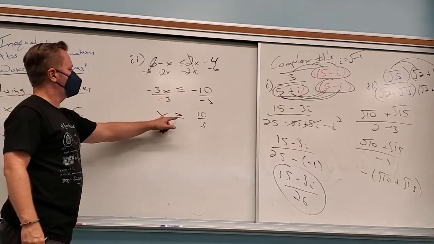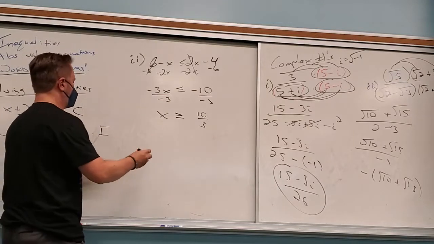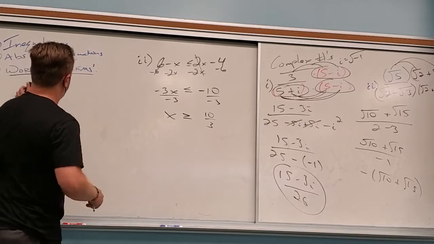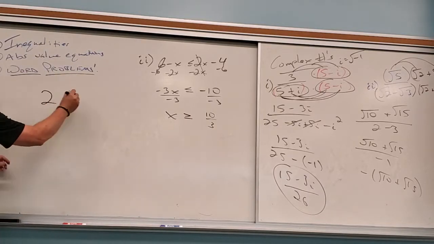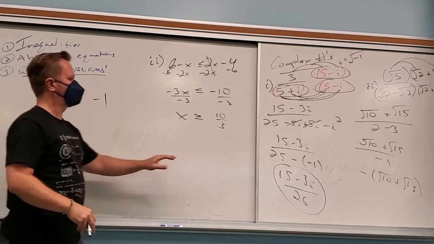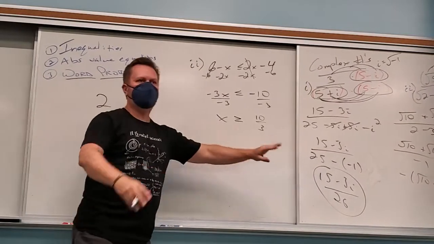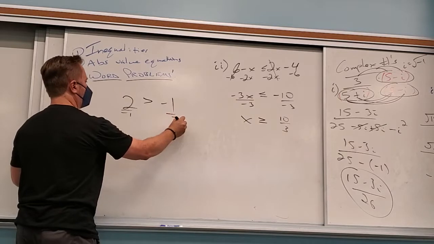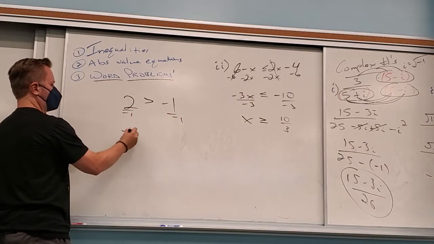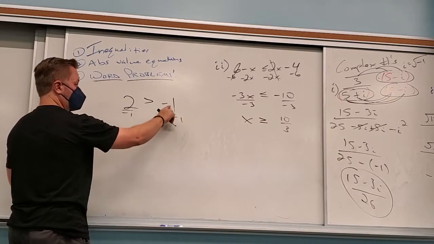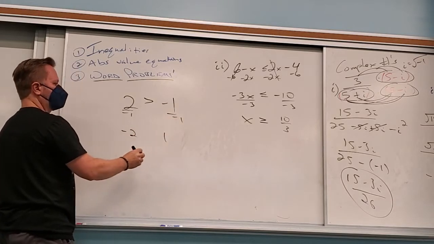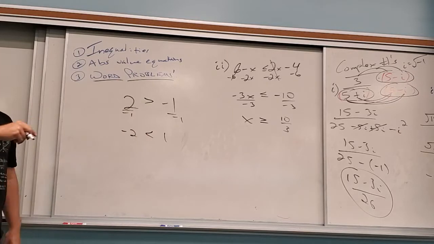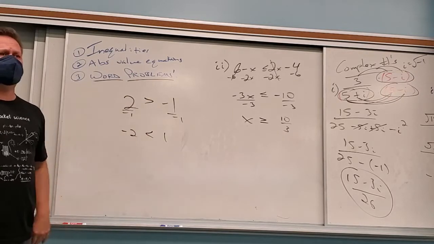Why do we flip that sign? Well, tell me real quick: which is bigger between 2 and negative 1? 2. Yeah. If I divide or multiply both sides by negative 1, this becomes negative 2, and this becomes 1. Which one's bigger now? The 1 is. What happened? The sign flipped. So of course you flip the sign, because that's what you do.